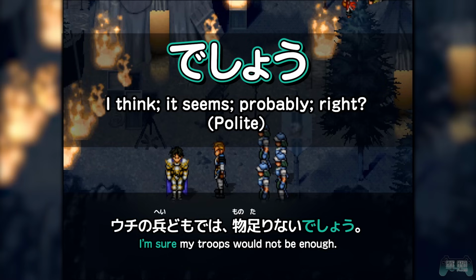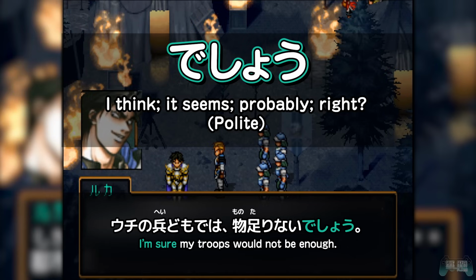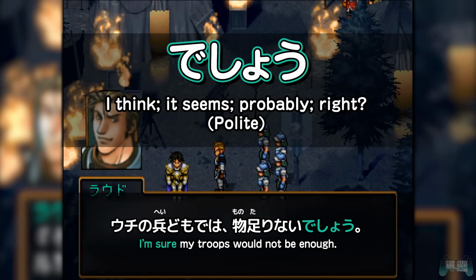In this example, Raudo is saying to Ruka that he thinks that his own troops would not be enough if Ruka were to wield his blade. He is being polite as he is speaking to a senior officer and is in a way reassuring Ruka that his sword skills are still quite formidable.